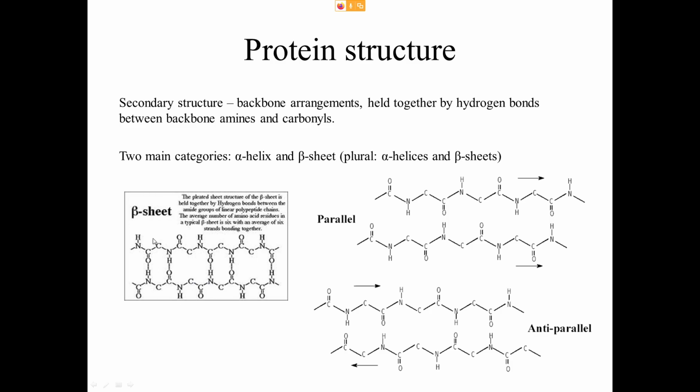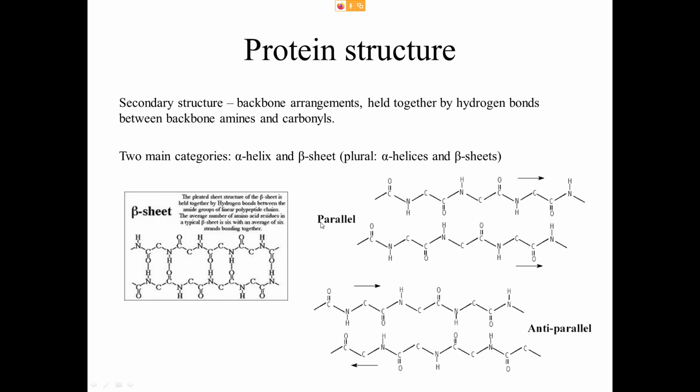So these are going in opposite directions. It's also possible that both could be going in the same direction, like this one up here. N, alpha carbon, carbonyl. And this one is N, alpha carbon, carbonyl. So these are both going to the right. We call that, if both of them are going to the right, you see there's still hydrogen bonding going on here, right?